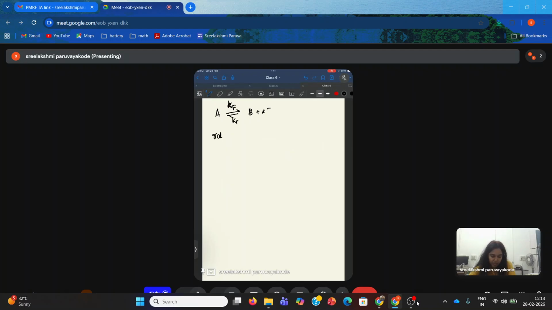So what is the rate of the reaction? The rate of the reaction is always the rate constant times the concentration of the reactant, raised to the stoichiometry if any. Here we have both forward and backward reactions, so the rate is the forward reaction rate minus the backward reaction rate. What is the forward reaction rate? It is Kf times A.